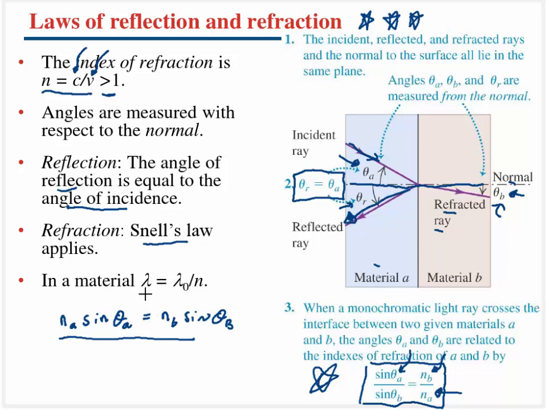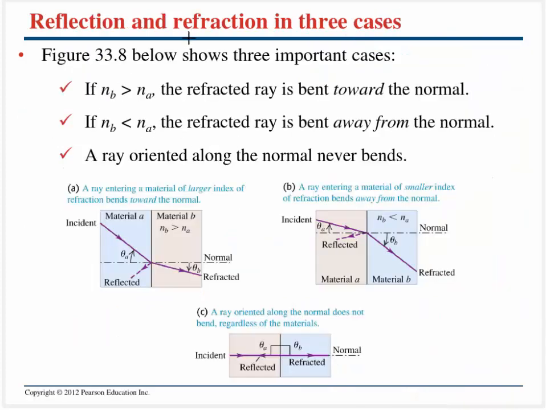Just as a side note, if the wave is going to slow down, it's also going to change its wavelength. So the wavelength is going to be related to the index of refraction. Keep in mind that the frequency in material A must be equal to the frequency in material B. Because the wave is going to slow down, the wavelength must also correspondingly change. Since reflection is so easy, we're going to spend quite a bit of time talking about refraction.